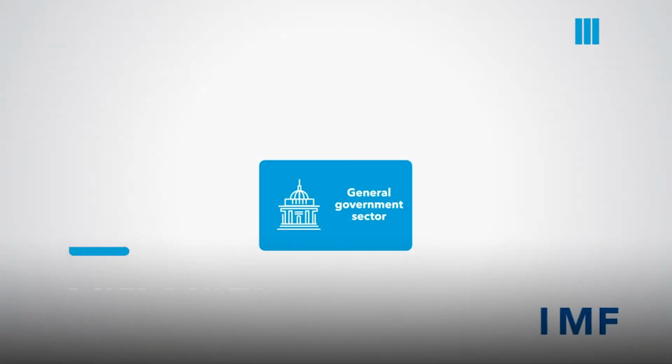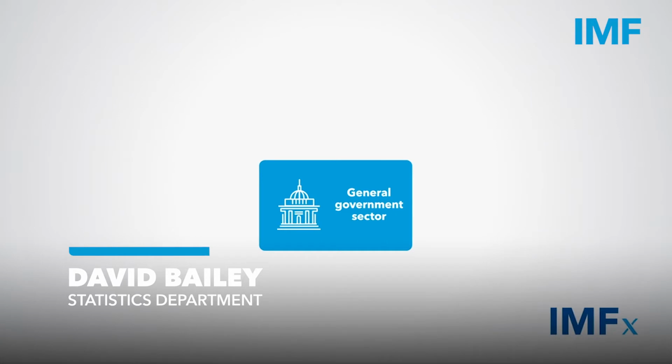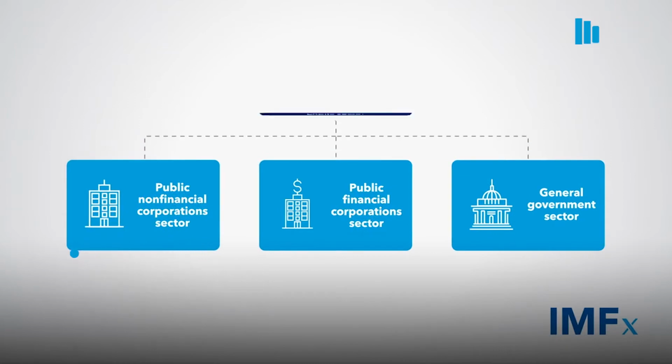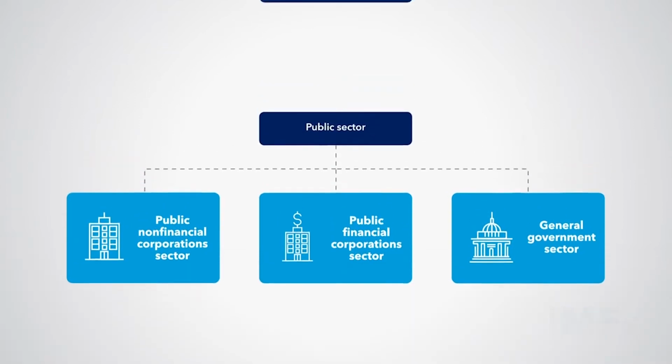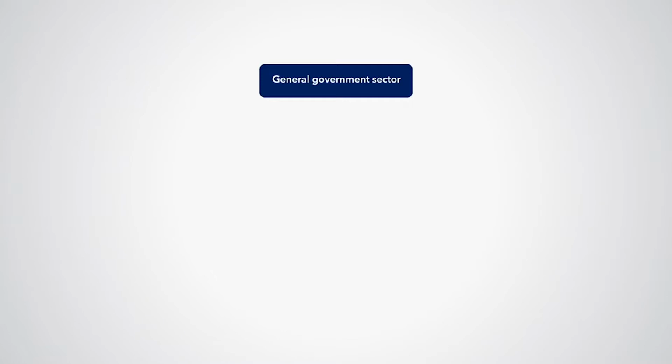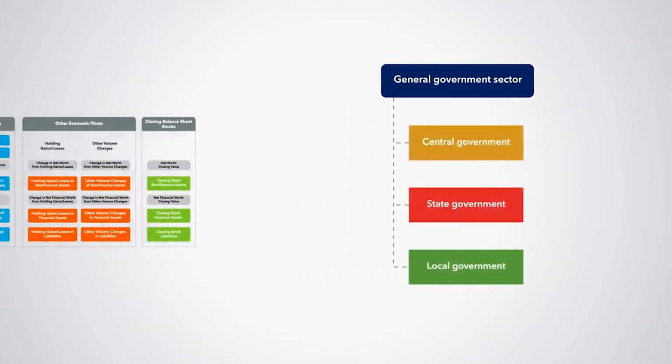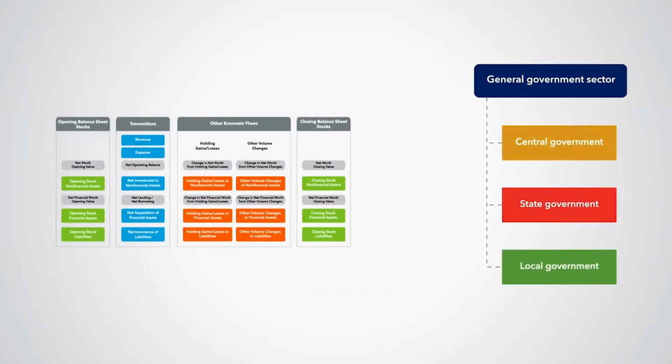The grouping of all government entities is called the general government sector, and the grouping of all public entities is called the public sector. The general government sector is subdivided into 3 levels or subsectors of government: central, state, and local. In the GFS framework, the data for all the sectors and subsectors should be presented on a consolidated basis.